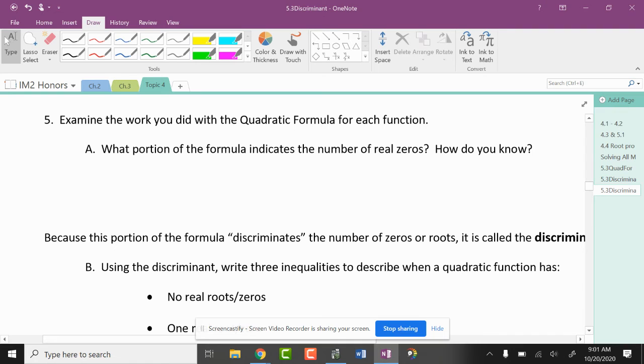What portion of the formula indicates the number of real zeros or number of imaginary zeros, and so on and so forth? It is this. You don't have to write this down yet. I'll write this down when we talk about what's called the discriminant.